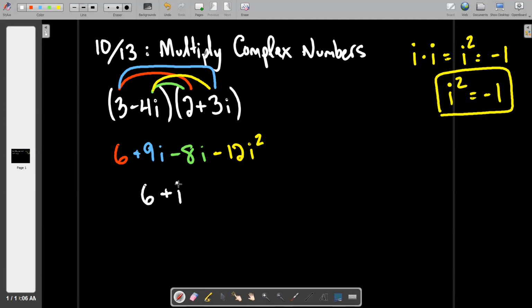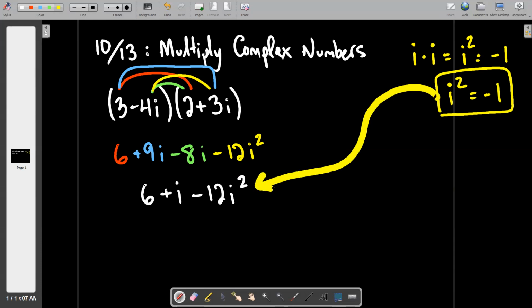Yeah, just plus 1i, right? 9 minus 8 is 1. And then at the back, I've got my minus 12i squared. And this would be a typical sort of, well, easy. But then we have to make the acknowledgement that we're not done. And the reason is because this fact right here comes into play.